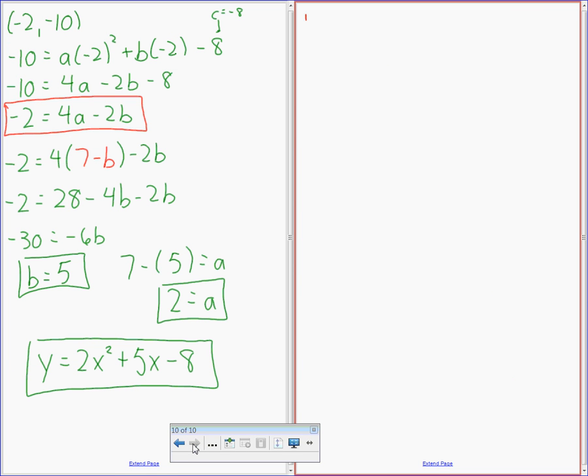Homework is going to say, make an equation out of the following sets of points. So there's going to be 4 questions here. All of them will be the same with different points. Make an equation out of the following sets of points.